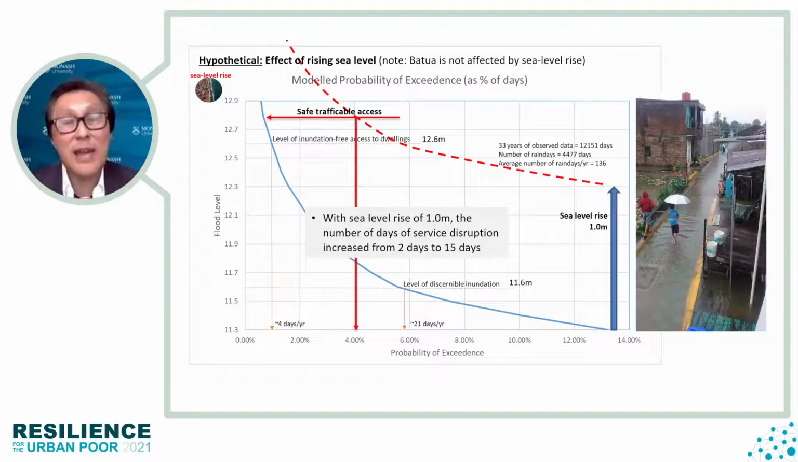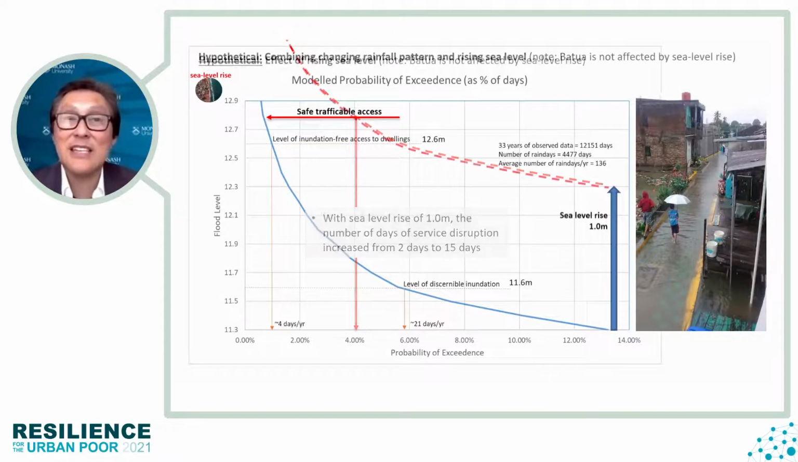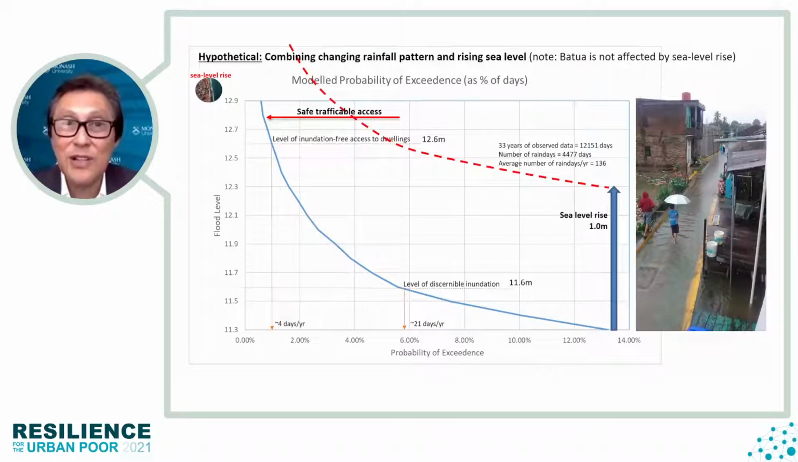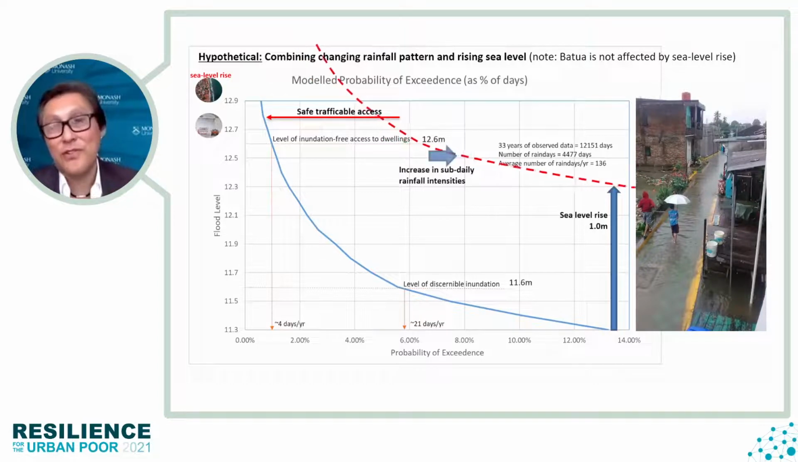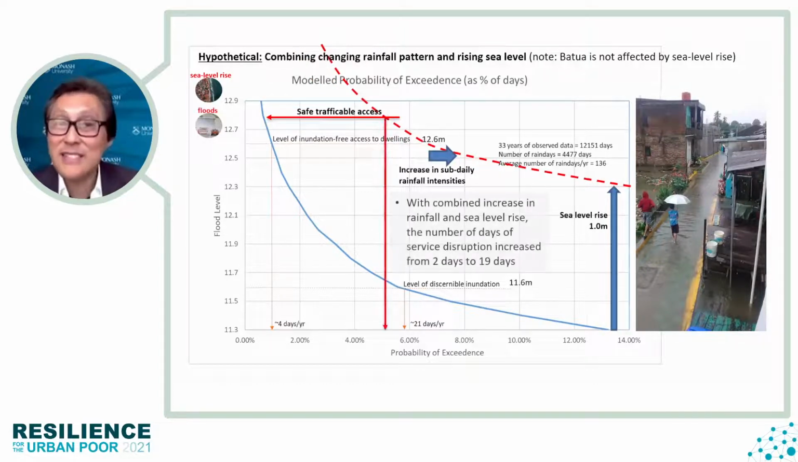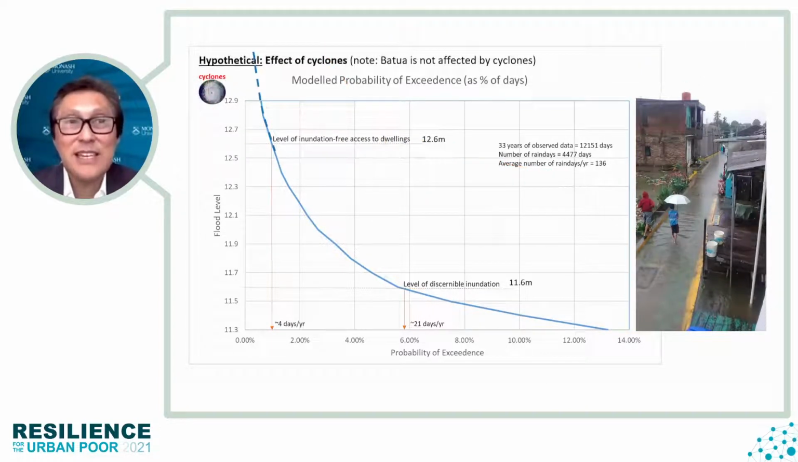And you can compare another scenario to say, what about sea level rise and increased flooding, increased rainfall? And what that does is that it will then start to move that across as well. And this time it would increase the level of disruption from 2 days to 19 days. And all of this can be assessed according to that framework.